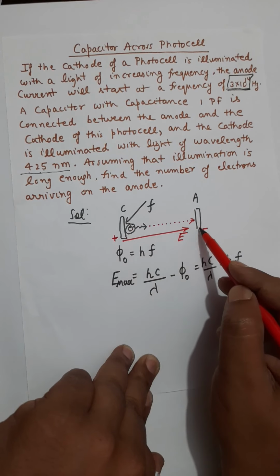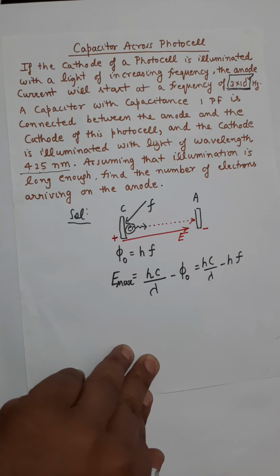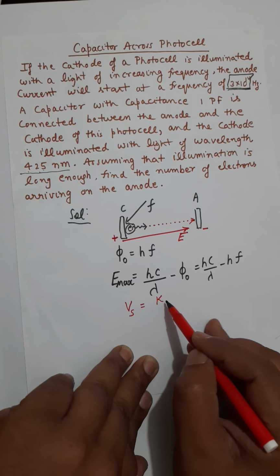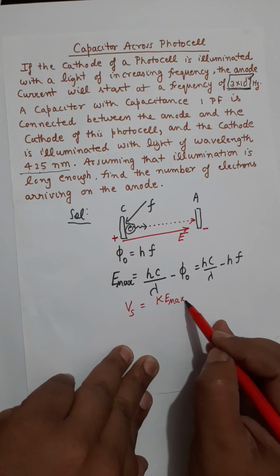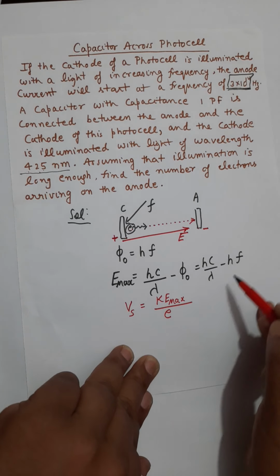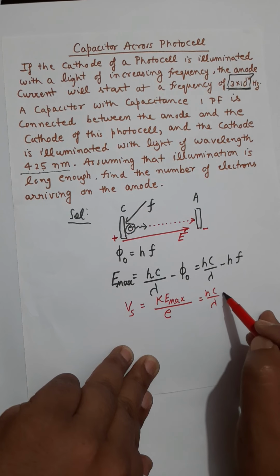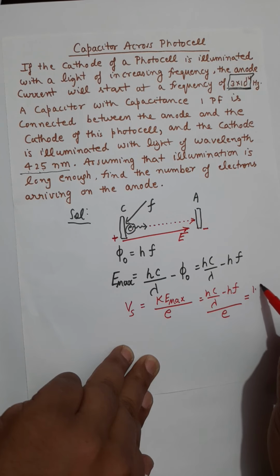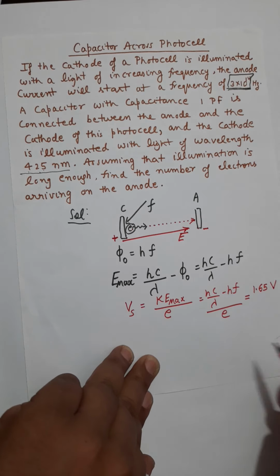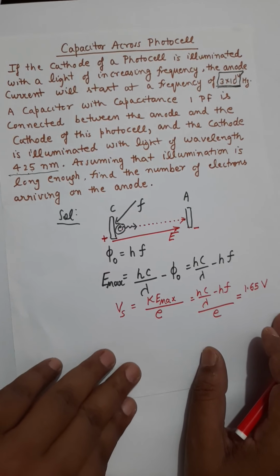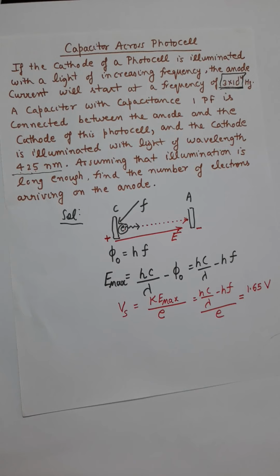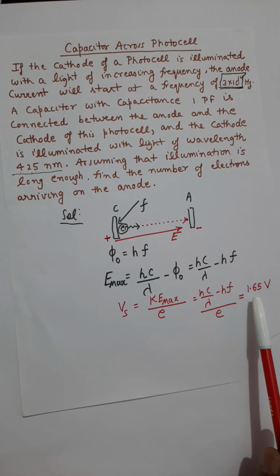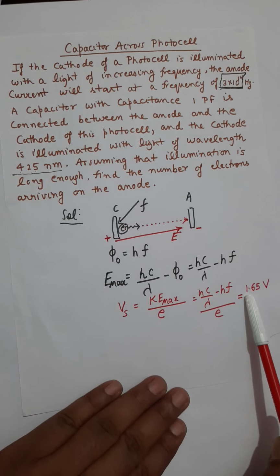Potential difference between the cathode and anode corresponding to that moment is known as stopping potential, and we calculate stopping potential as maximum kinetic energy of emitted electron upon charge of electron, which is hc by lambda minus hf over e. Putting all the numbers, you will get 1.65 volt. That means this cathode and anode will acquire a potential difference whose maximum value will be 1.65 volt.